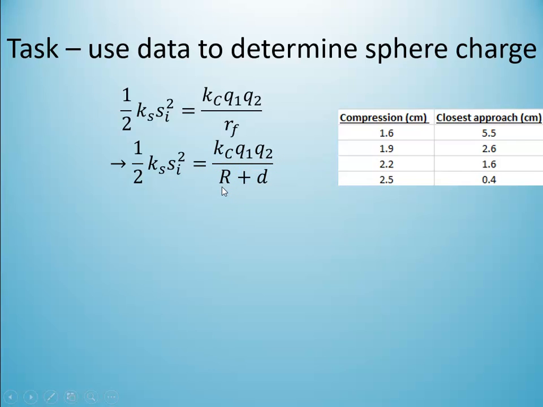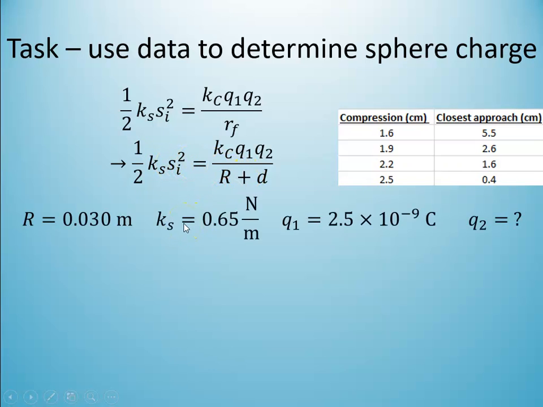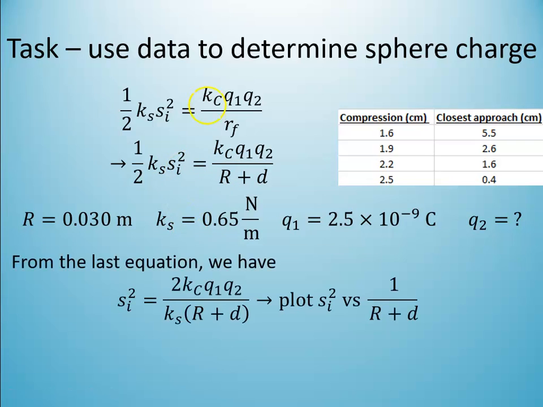So what I need to do is I need to say, okay, I'm going to call my vertical coordinate s initial squared, and I'm going to call my horizontal coordinate 1 over R plus d. In other words, just rearranging this equation, if I graph s initial squared versus 1 over R plus d, where big R is the radius of our Van de Graaff ball, then I will get a straight line whose slope will be equal to 2k Coulomb q1 q2 over k spring. So that's the plan here. How do I enact this plan?